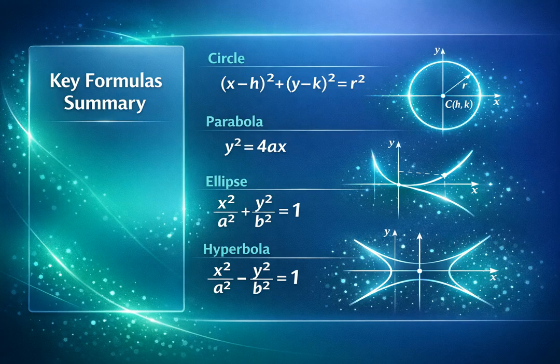Key formulas to memorize. Circle, x minus h squared plus y minus k squared equals r squared. Parabola, y squared equals 4ax. Ellipse, x squared over a squared plus y squared over b squared equals 1. Hyperbola, x squared over a squared minus y squared over b squared equals 1. Remember the relationships between a, b, and c for each conic.